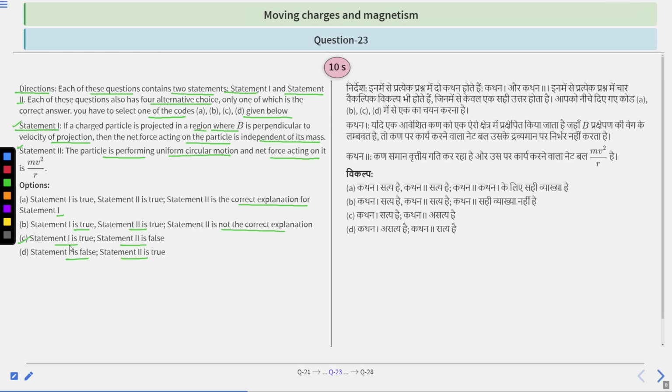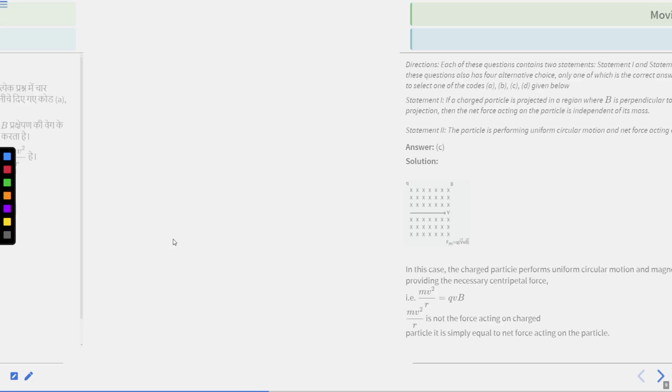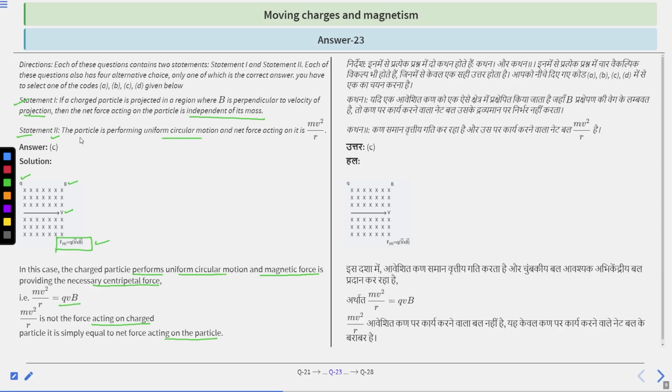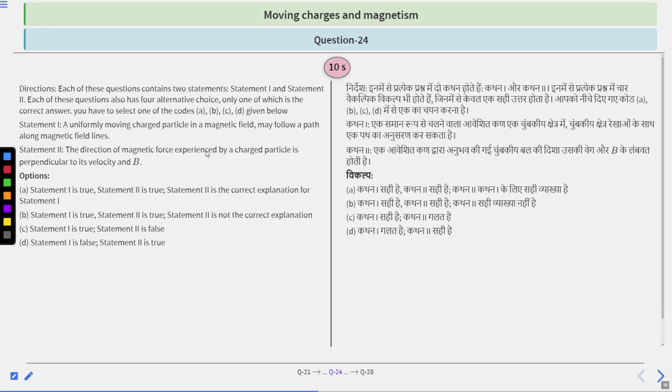This one is correct. Statement first is true and statement second is false, because statement second says that the net force acting on the particle is mv square by r, but this is not. Clear? The force acting is Fm equal to q v cross B. This one is correct. It means statement first is correct. Clear? Next question. Question 24.